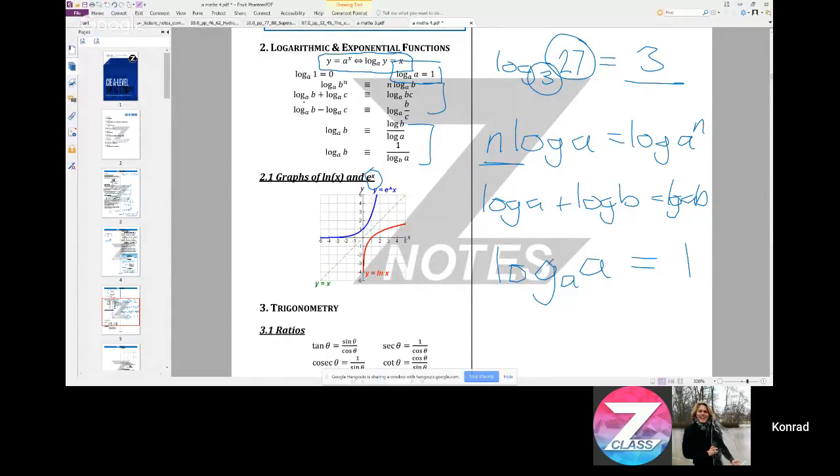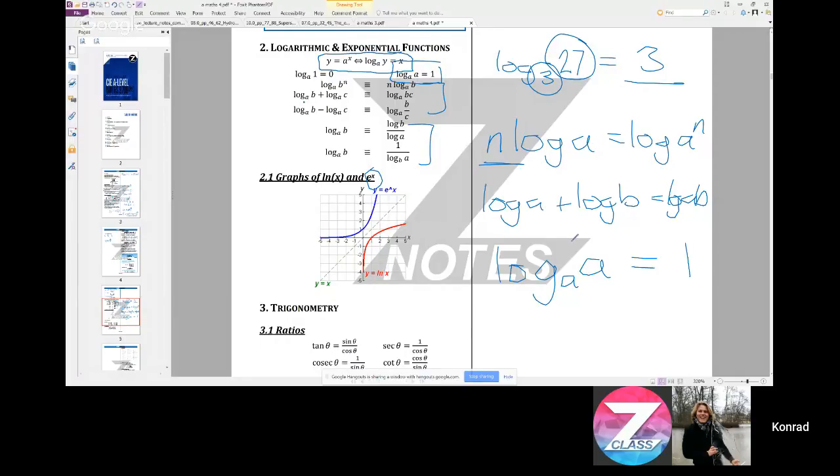I think that more than anything is one of the best ways. If you understand why this is logically true and it seems simple to you, then that's a good indicator. I generally find that you understand logs fairly well.